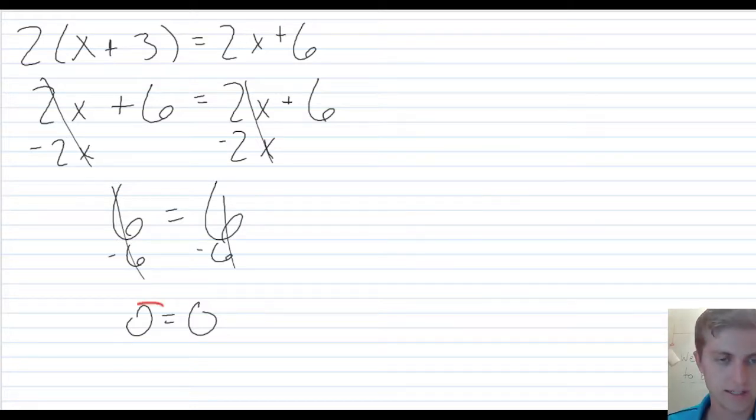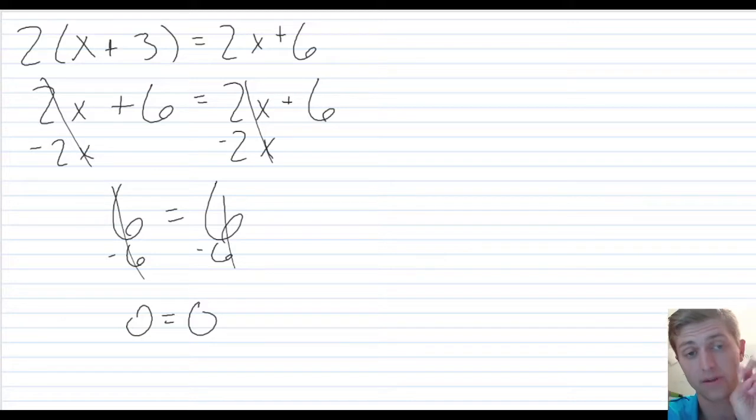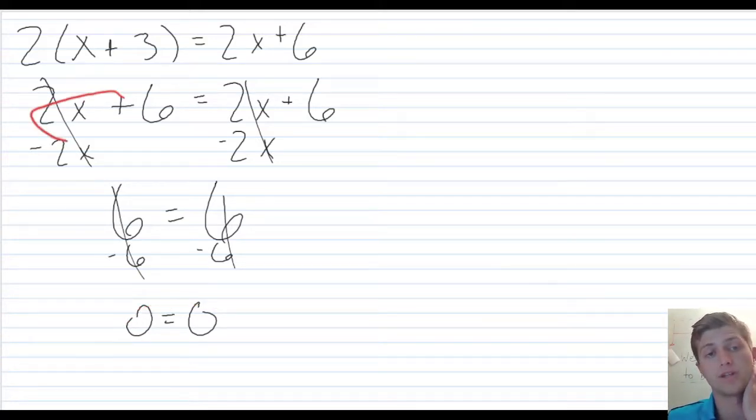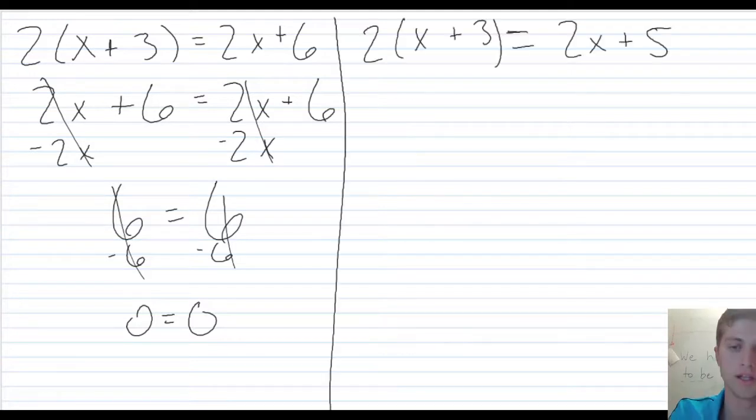So whenever we end up with a number being exactly equal to itself, we can consider that a true statement, because 6 is equal to 6. Yes, that's true. And 6 is always equal to 6 is how you can kind of think of it. 0 is always equal to 0, meaning it doesn't matter what our x value is. And let's take a look at one more example on the right.